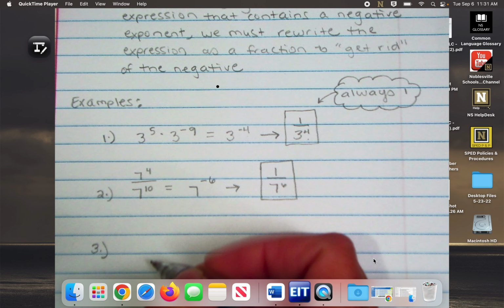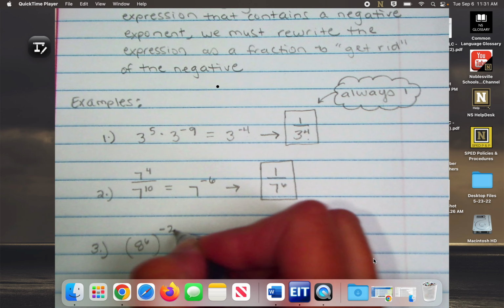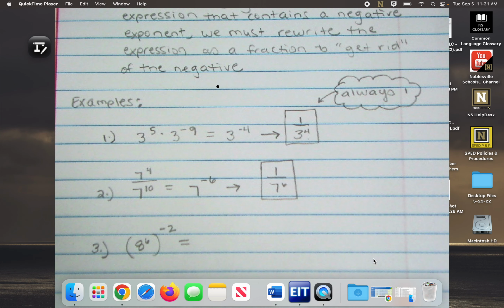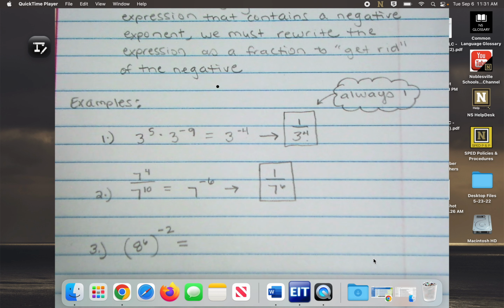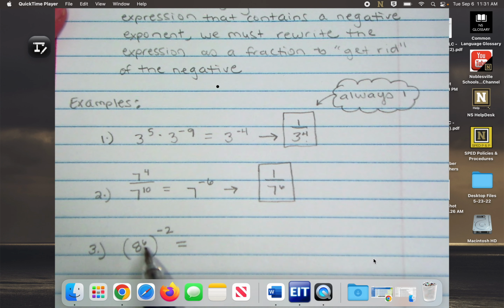Let's try this one. 8 to the 6th raised to the negative 2nd power. So we have our product rule, our quotient, product, power. What is the power rule? What do we do with this 6 and this negative 2? Who remembers from last Friday? What do I do? Xavier, what do you think?